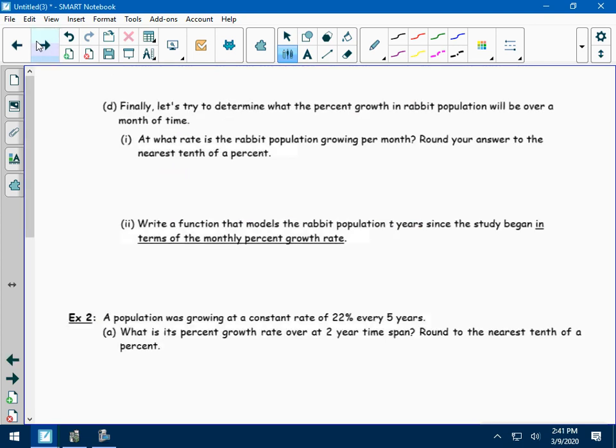Still talking about those rabbits. Finally, let's try to determine what the percent growth in rabbit population will be over a month of time. So this breaks it up into those 2 steps I talked about. First, at what rate is the rabbit population growing per month? Round your answer to the nearest 1/10 of a percent. So going back to the original equation, you should always go back to the one that you didn't round anything on. I rounded the growth rate when I did the decades, so I'm going to go back to that original thing.